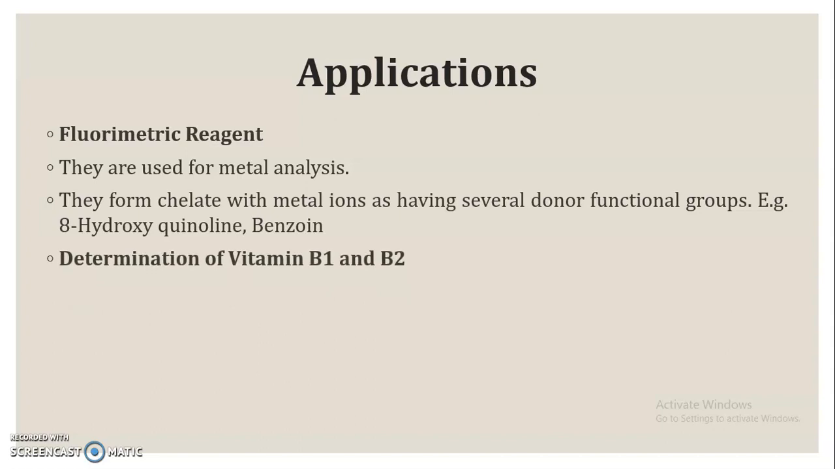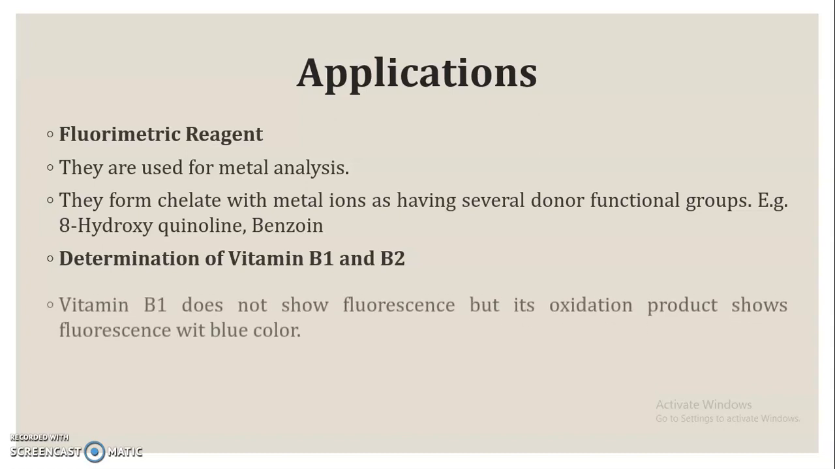One of the most important applications of fluorimetry is the determination of vitamin B1 and vitamin B2. As we know, vitamin B1 is thiamine, which is non-fluorescent, whereas if we carry out the oxidation of vitamin B1, it will form thiochrome, which will show a blue colored fluorescence. So this property is used for the determination of vitamin B1 in different food samples like meat and cereals by using this fluorimetry application. Similarly, vitamin B2 is also determined by carrying out the oxidation of vitamin B2.